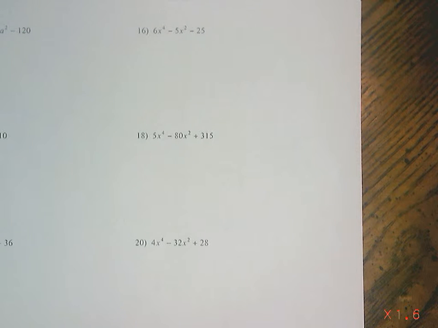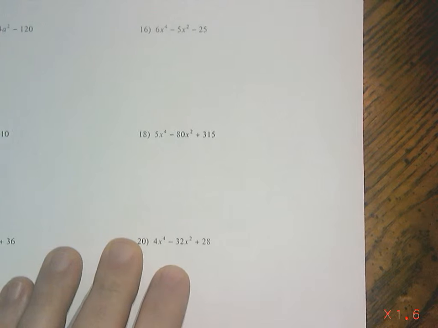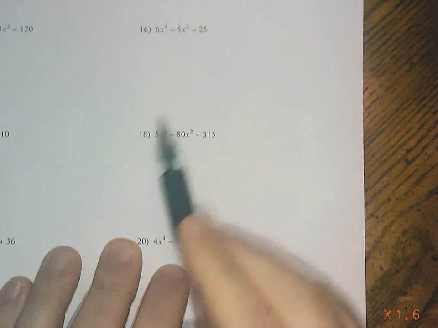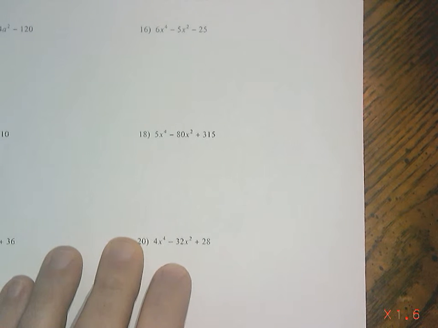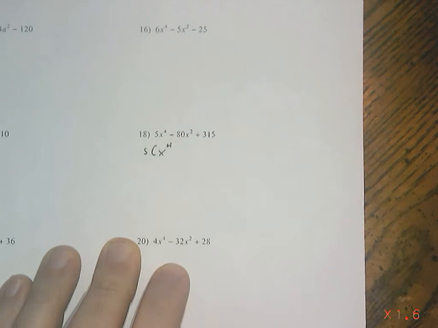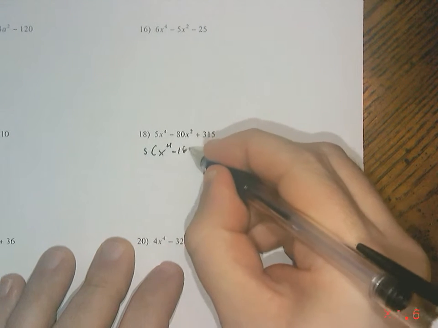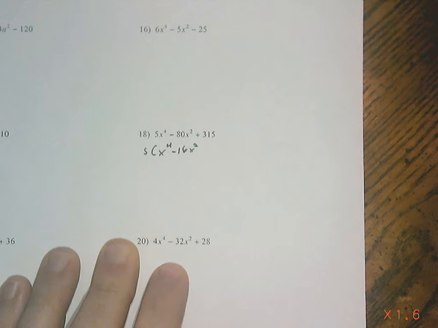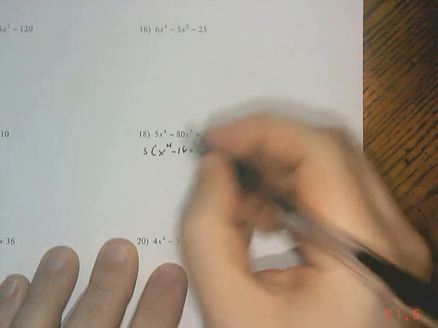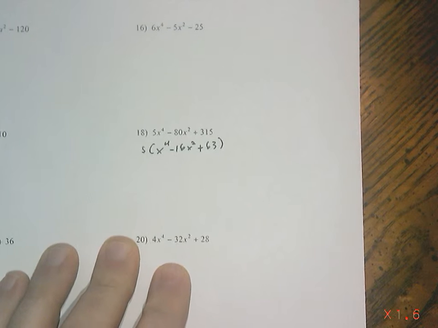So there's something we can do to make this easier on ourselves, and it's basically what I did with the first problem. I'm going to look at these and see if there's a common factor that I can take out to begin with to make these numbers a little bit smaller. And it looks like each of these has a factor of 5, right? That should be easy to take out. So if I take out the 5, that leaves me with x to the 4th, and then 80 would be 16, so minus 16x squared, and then 315 would be 63, so plus 63. Okay, now, much easier, right?